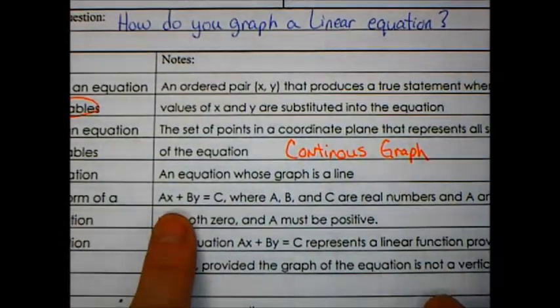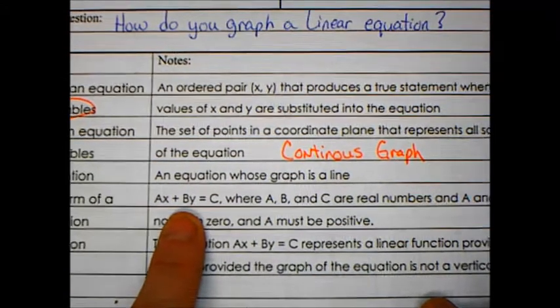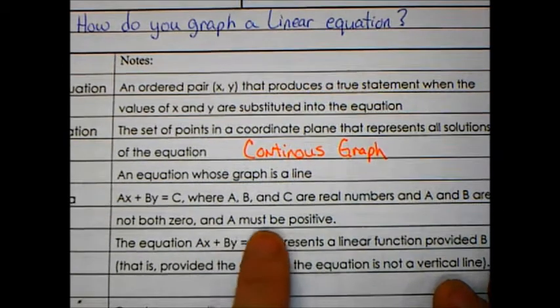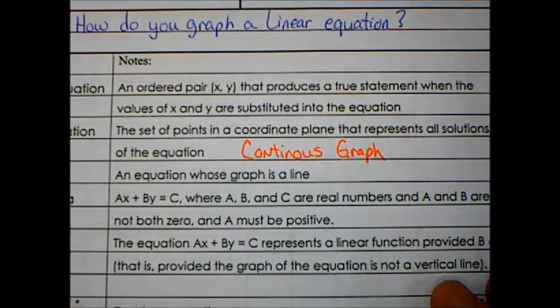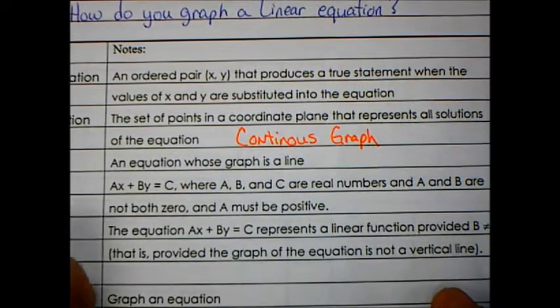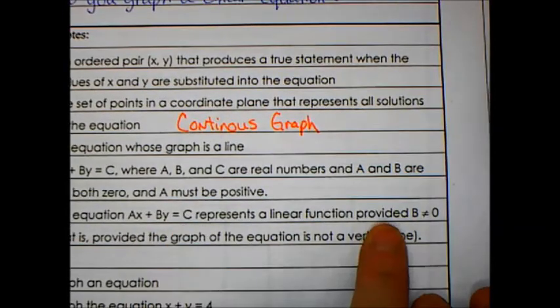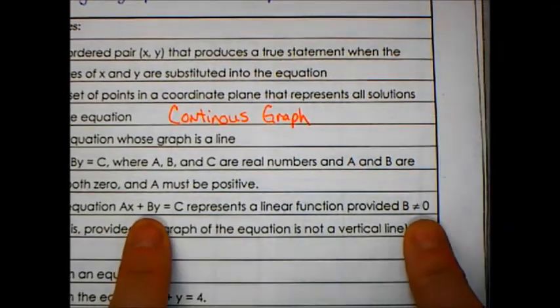Standard form, it has the x and the y on the left hand side, and realize they have to be real numbers. Actually they have to be integers, and the front number must be positive, so we'll practice that when we get to it. The linear function means that you still have it in standard form, but it's a linear function because the b will never be a 0 when it's a linear function.